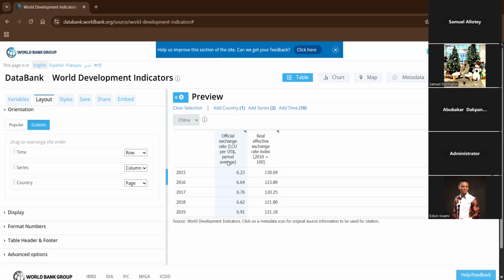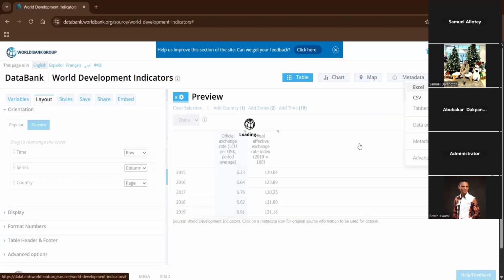Before you export this one, don't export the first one. If you do that, you have to do manual transformation in Excel. But if you do it this way, it will automatically transform the data. So when you get this one, you can just use the download option here. You can export it in Excel or CSV file. So let me download it in Excel.